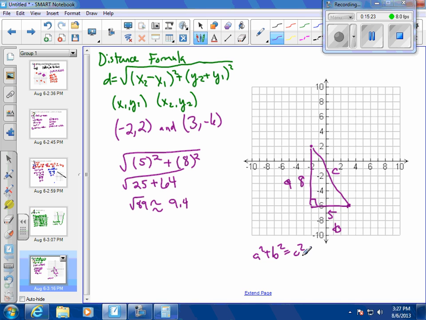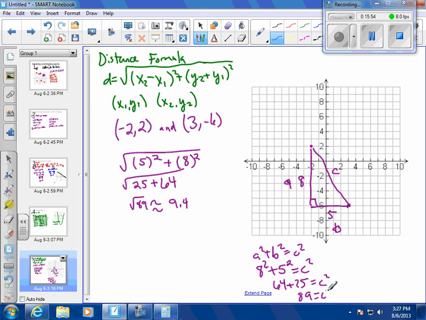And if you don't know this already, then just go ahead and use the distance formula just like we just did. We will get to this Pythagorean theorem eventually and learn it a little more in depth. Okay, a squared is 8 squared plus b, which is 5, so 5 squared equals c squared. I'm going to do the same exact things that I just did. I have 64 plus 25 equals c squared. I add those together to get 89 equals c squared.